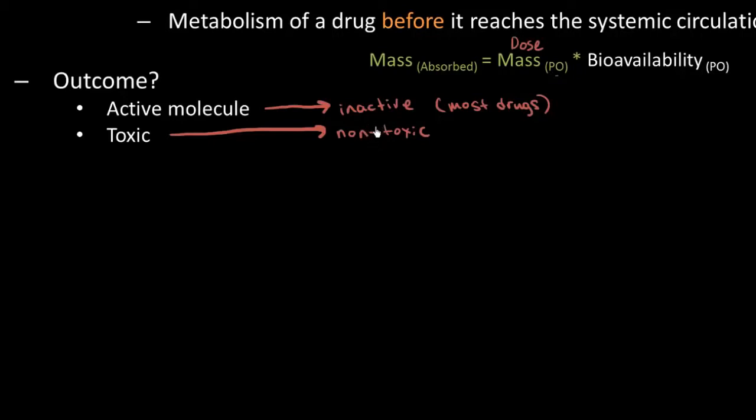Now, I want to say here that while we can go from active to inactive, and we can go from toxic to non-toxic, sometimes things actually work the other way. So let's switch to green. Some drugs we actually give in their inactive form, and we metabolize them, and they become active. If we were going in that direction, we would call this inactive drug the prodrug.